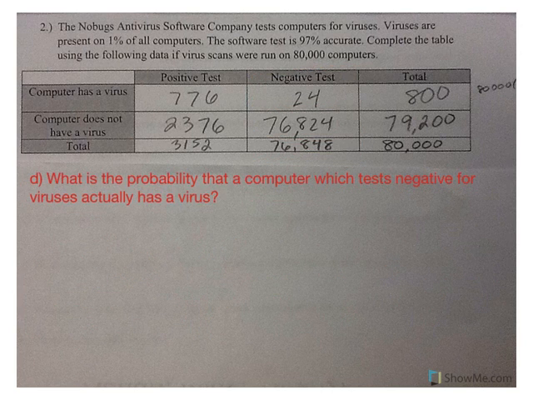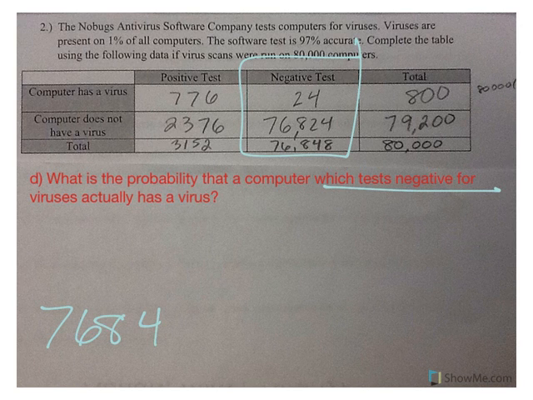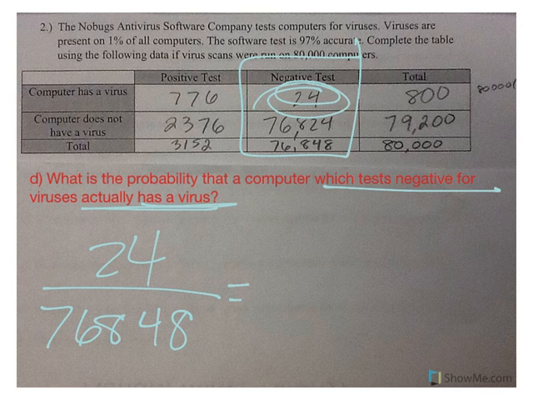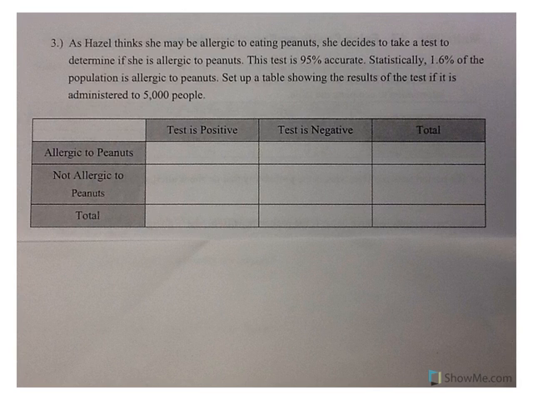All right. And the last one for this problem, probability that a computer which tests negative, so that focuses me here, 76,848 on the bottom, actually has a virus. That's my top, 24. Super small, 0.0003. Again, we've got to go out 4 decimal places because if you only go 3 decimal places, you're at 0. And it can't be 0 because it's got something. All right, one more.